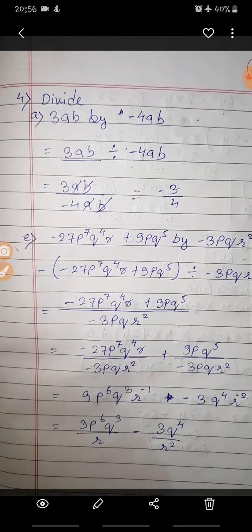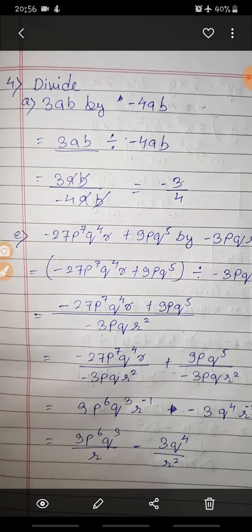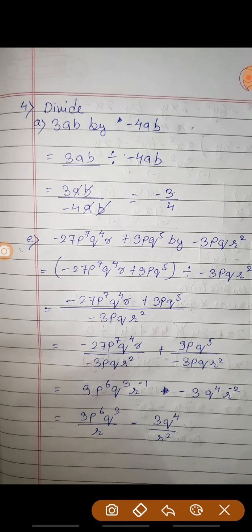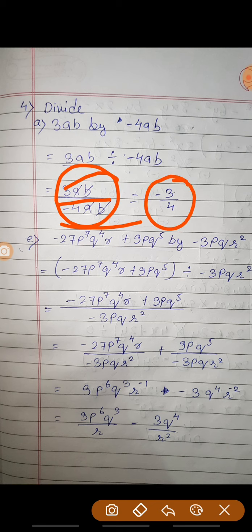So question number 4, here what we have to do, we have to divide. So for dividing, when we are dividing 3ab by minus of 4ab, so 3ab is divided, so normal division, 3ab is divided by minus of 4ab. So what we have done, we are eliminating the common terms. A is eliminated over here, b is eliminated. So the remaining part is over here, that is equals to 3 and minus of 4. So we got the solution minus of 3 by 4. Normal division, whatever is the common term, we are eliminating.